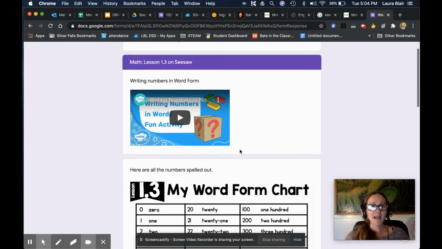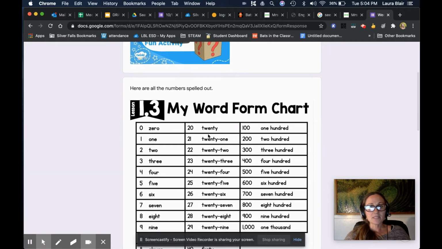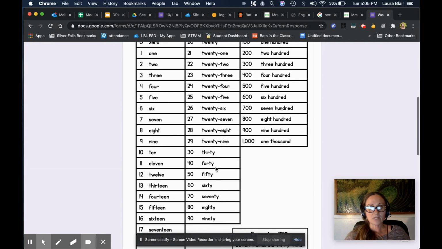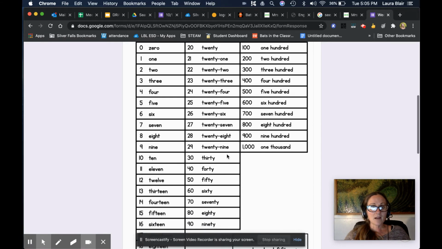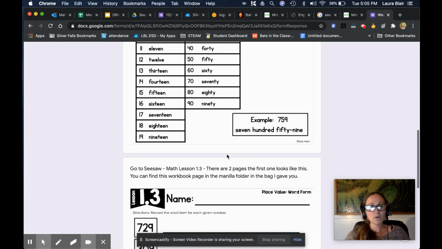So in math, we're going to learn about writing numbers in word form today. So make sure you watch this movie, and this is just a resource for you of all of the numbers that are spelled out. So some of your work today, you're going to have to write your numbers, so refer to this to help you spell all of the number words.